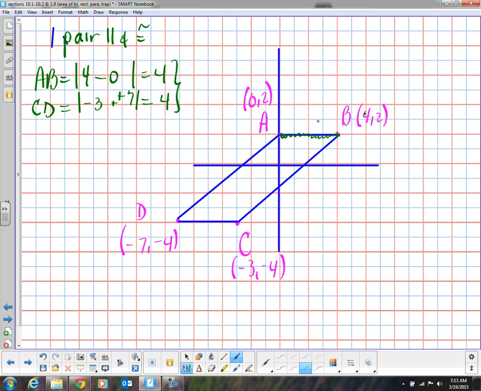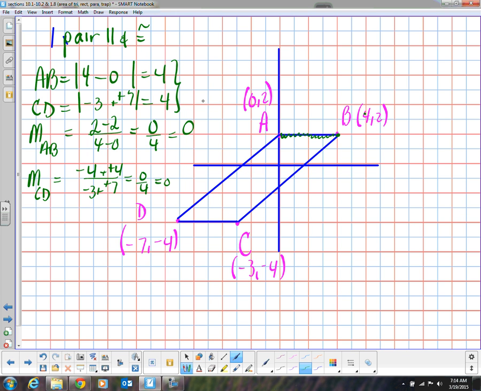Now I have to see if these sides are parallel. So now I'm going to do the slope of AB. The slope of AB is going to be 2 minus 2 over 4 minus 0, or 0 over 4, which is 0. And I'm going to do the slope of CD. Slope of CD is going to be -4 minus -4 over -3 minus -7. I need to do plus positive. That's going to be 0 over 4, which is 0.